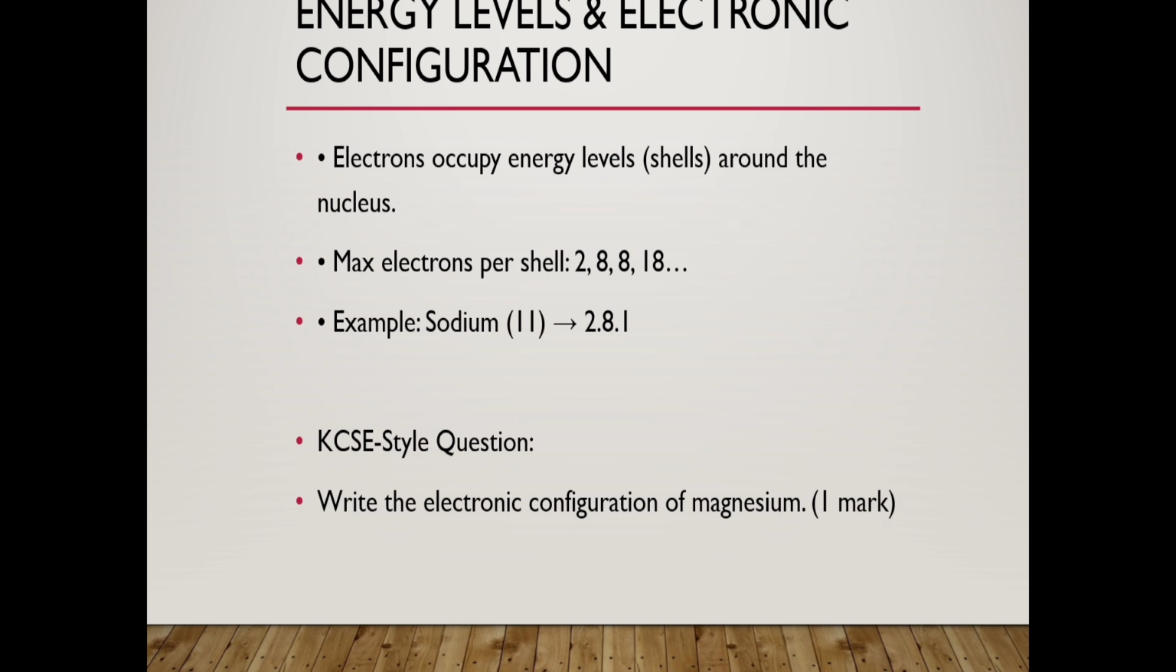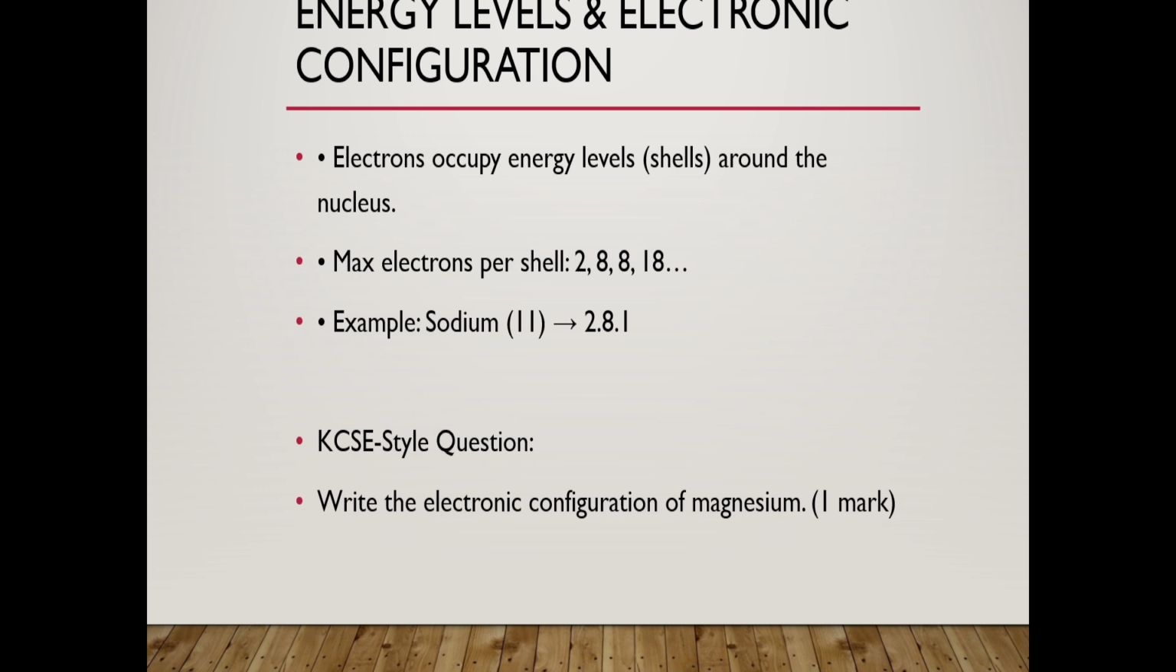And how do you know that? You just look at its position in the first 20 elements, and you see that sodium is in the 11th position, so it has 11 protons. And if it has 11 protons, it will also have 11 electrons in a stable atom, because the number of protons equals the number of electrons in a stable atom. So let's say it has 11 electrons.